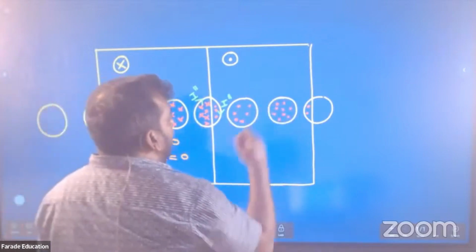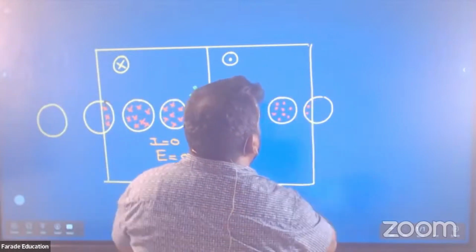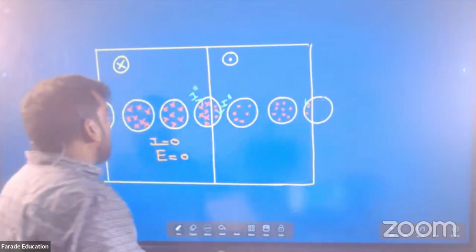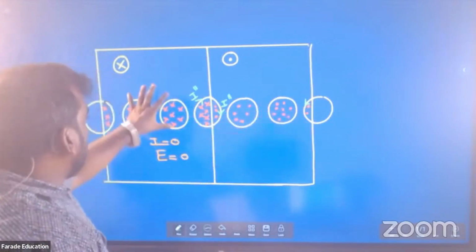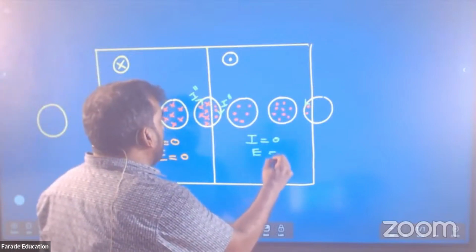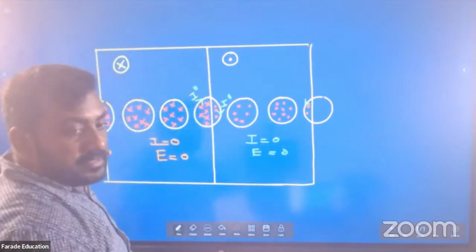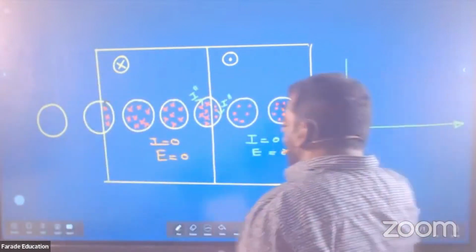Here number of field lines same. Number of field lines coming out reducing, we must oppose it. So current goes in the opposite direction. So this current and that current are in the same direction. Here no current. Here also no current, no EMF. Here current is clockwise.